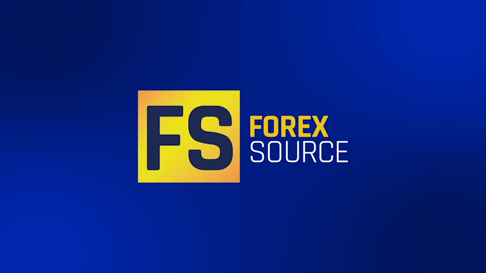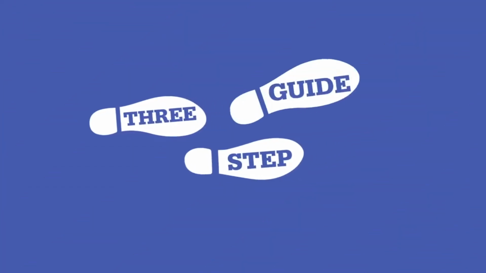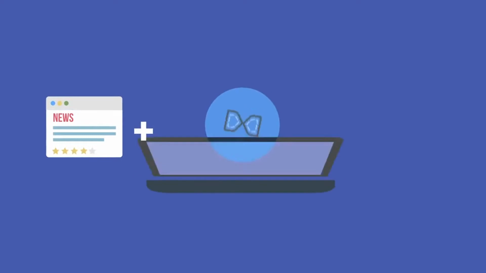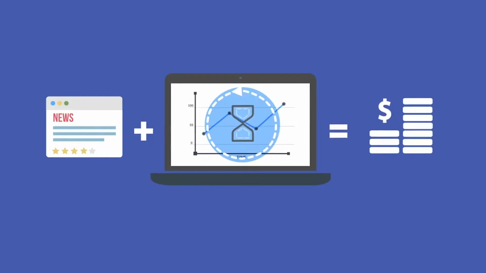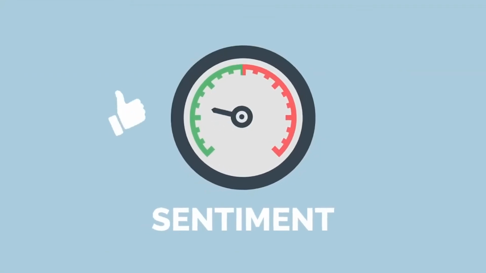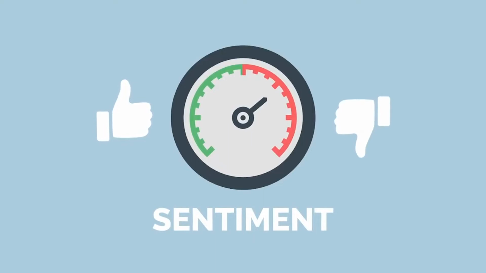In this video, we will be looking at a 3-step guide to help you actually find a trade once you have identified an opportunity based on that long-term fundamental outlook. We will also be introducing you to an extremely important concept called sentiment. This is going to be vital to your understanding of how and why currencies move on a very short-term basis.